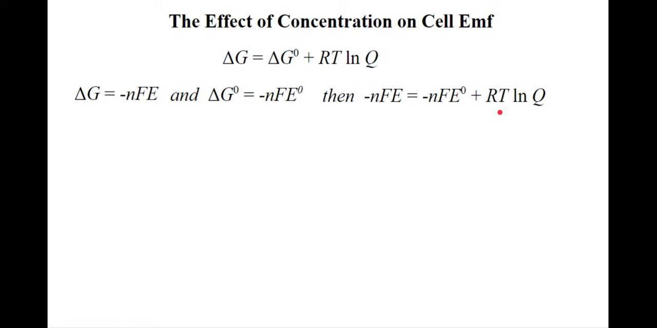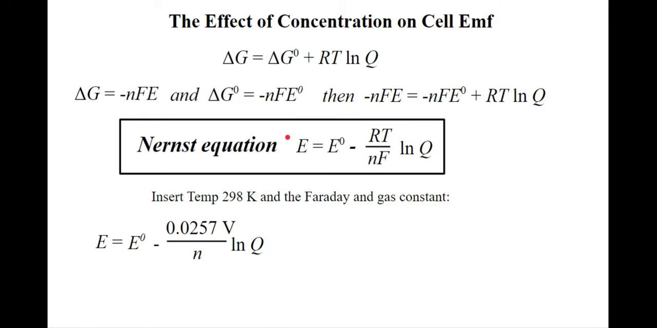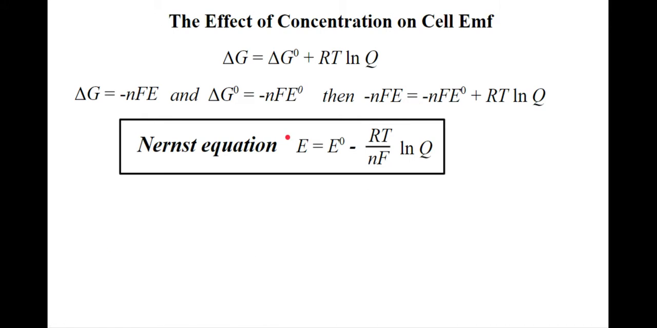And then if we factor out by dividing both sides by an F, we get a very famous equation called the Nernst equation. And the Nernst equation helps us figure out what is the electric cell potential, the cell voltage, the electromotive force when we are at non-standard state conditions. So we're usually talking about different concentrations in a galvanic cell or even a battery.